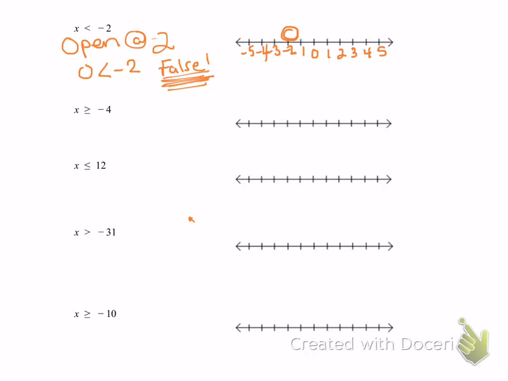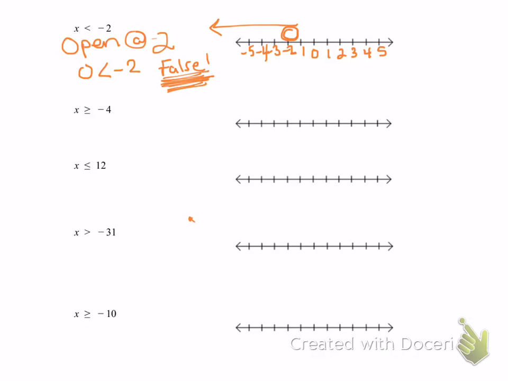That is false. Not a good thing. So we do not want to include 0. We don't want to draw our arrow towards 0. We want to point it away from 0. All right, let's keep going.